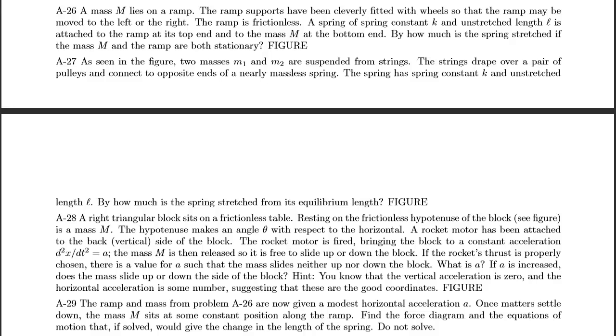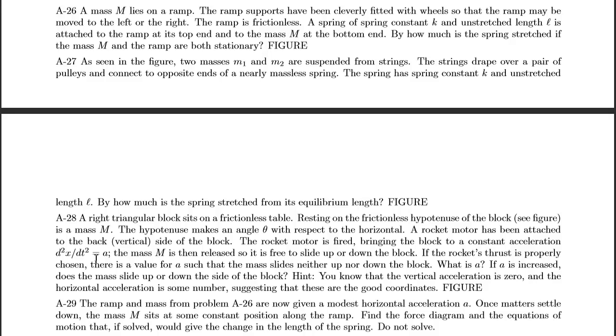We now advance to problem A-28. We have a right triangular block sitting on a frictionless table. Resting on the hypotenuse of the block, you have a picture, we'll see it in a moment, is a mass m. The hypotenuse makes an angle theta with respect to the horizontal. We've also attached a rocket motor to the back vertical side of the block. The rocket motor is fired, bringing the block to a constant acceleration, d square x dt square equals a.